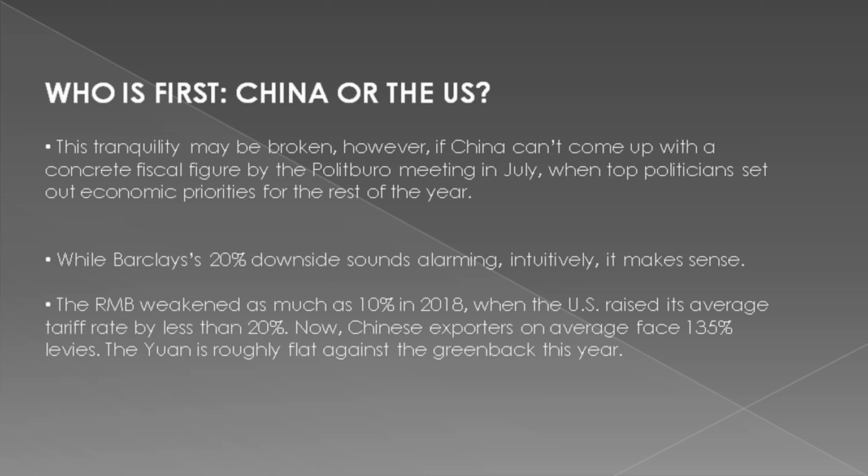In this case, the yuan might tend towards 9 per dollar from the current 7.2, 7.3 trading range to offset Trump's tariff estimates, at least according to Barclays. While Barclays' 20% downside sounds alarming, intuitively it makes sense. The renminbi weakened as much as 10% in 2018 when the U.S. raised its average tariff rate by less than 20%. Now Chinese exporters, on average, face 135% levies. The yuan is roughly flat against the greenback this year.